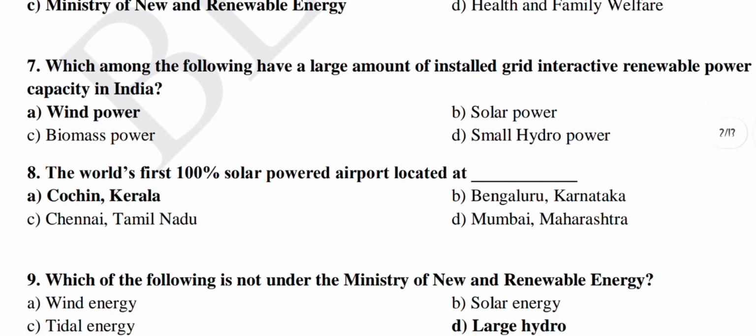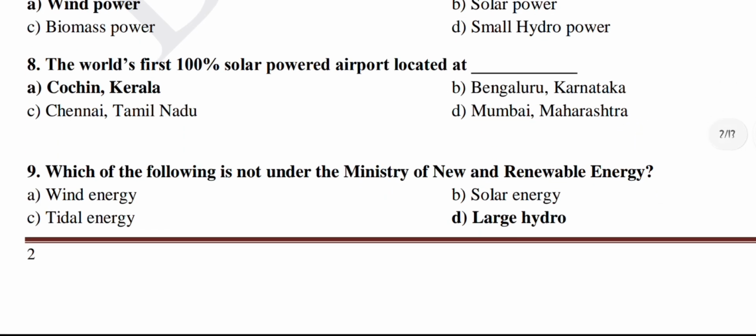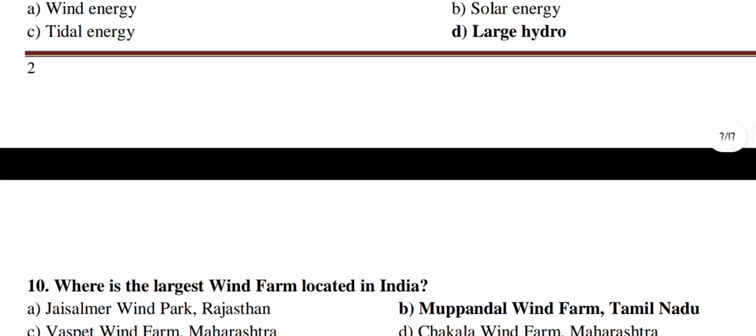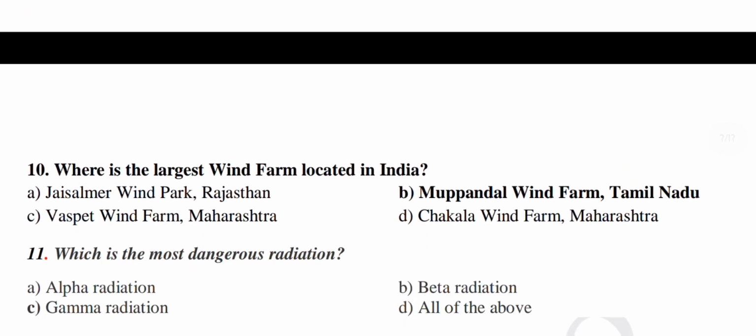Which among the following has a large amount of installed grid interactive renewable power capacity in India? Wind power. The eighth one is the world's first 100% solar powered airport, located at Cochin, Kerala. Ninth one, which of the following is not under the Ministry of New and Renewable Energy? Large hydro. The 10th question, where is the largest wind farm located in India? Muppandal wind farm, Tamil Nadu.